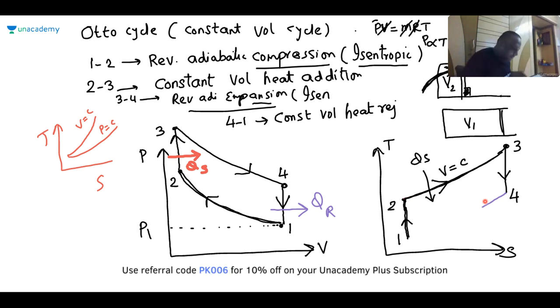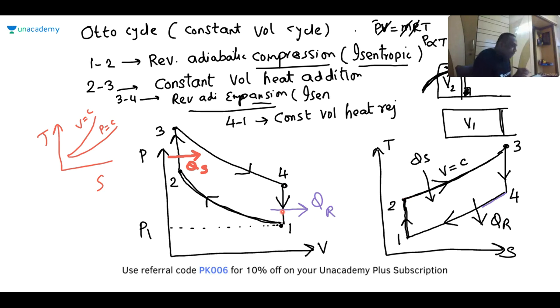Okay, now the temperature is decreasing. This is my constant volume heat rejection. This is the representation of Otto cycle on PV and TS diagram. 1 to 2 is reversible adiabatic, 2 to 3 is constant volume heat addition, 3 to 4 is constant entropy, that is reversible adiabatic expansion, 4 to 1 is constant volume heat rejection.